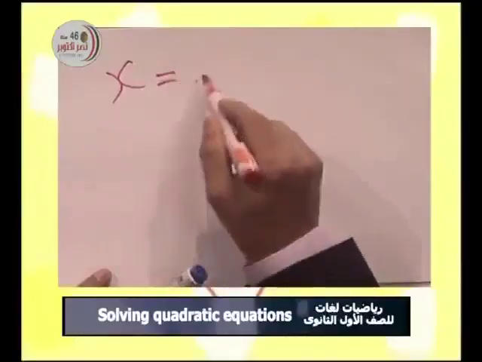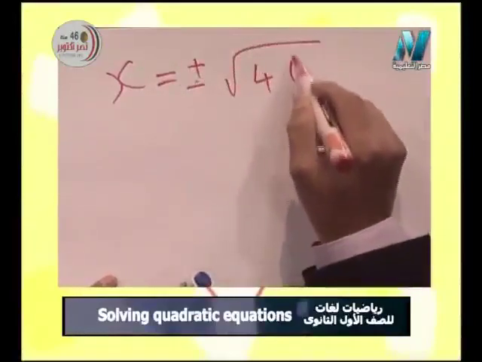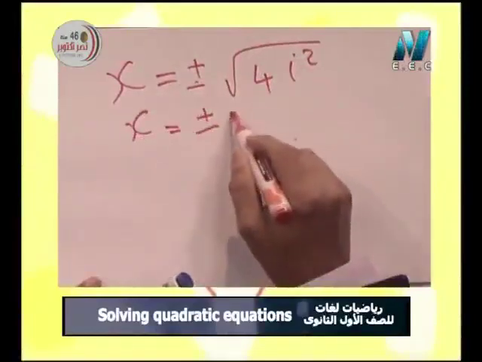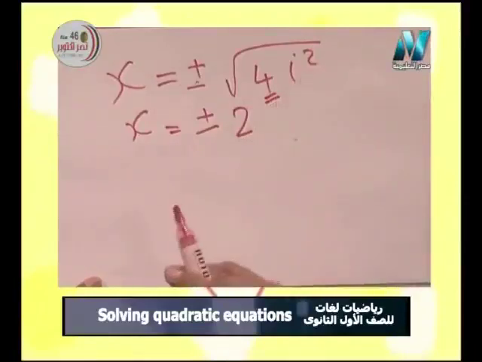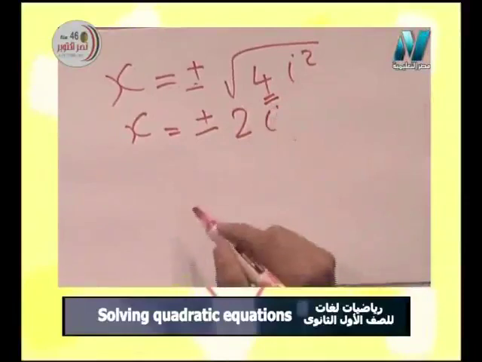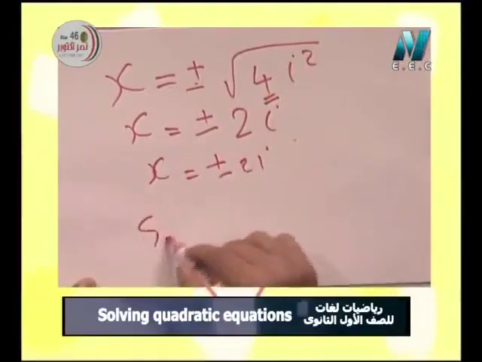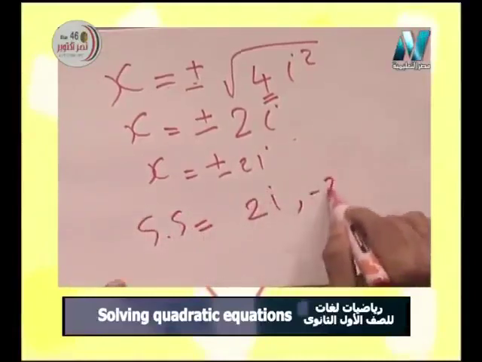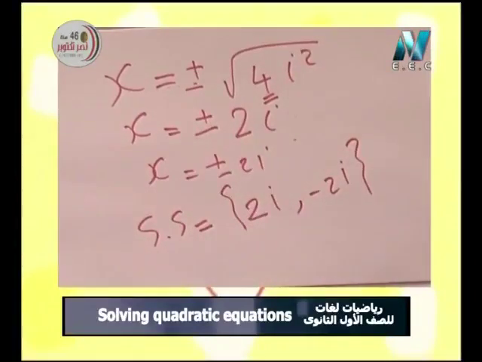X here equals positive or negative square root of 4 i power 2. So x equals positive or negative 2, because square root of 4 equals 2, and the square root of i power 2 equals i. So x equals positive or negative 2i. So the solution set here equals 2i and negative 2i, but they are not in the real numbers.